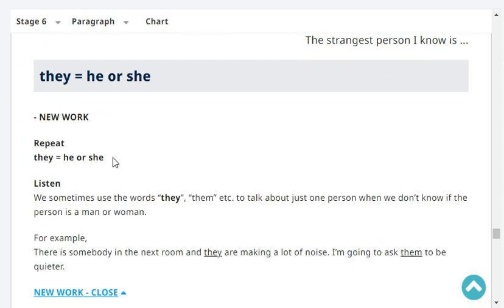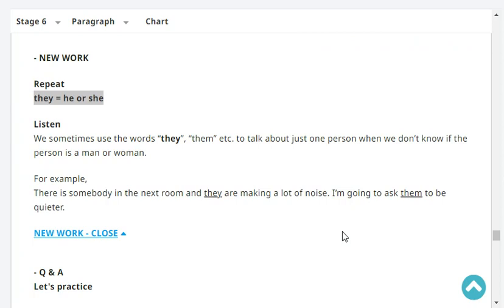Okay, next repeat: they. Very good. They also means he or she. Okay, listen. We sometimes use the words they, them, etc. to talk about just one person when we don't know if the person we are talking about is a man or a woman. If we don't know whether to use he or she, we use they. For example, there's somebody in the next room and they are making a lot of noise. I'm going to ask them to be quieter.